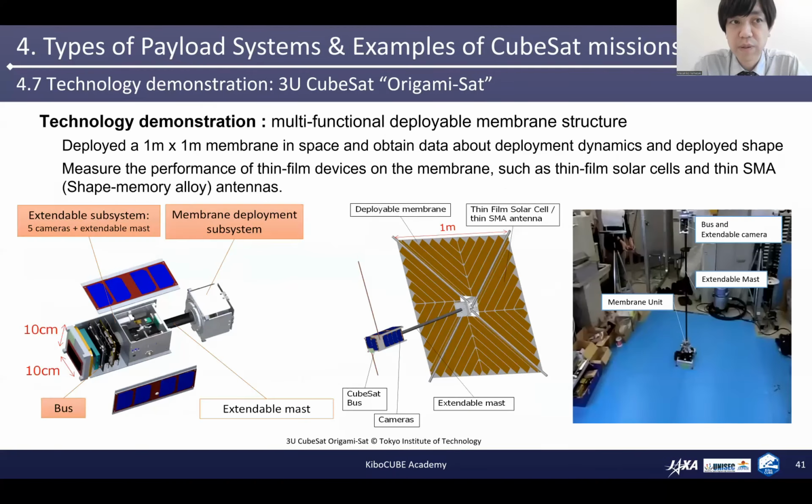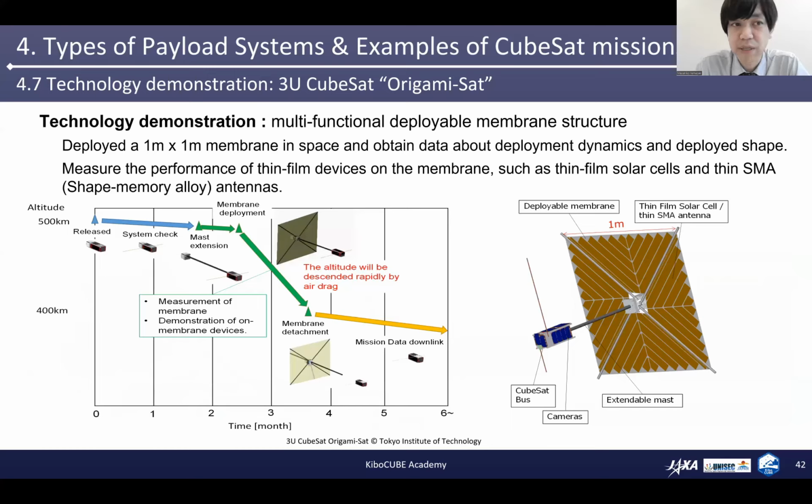The next CubeSat example is a multifunctional deployable membrane structure on the 3U CubeSat Origamisat-1. It deploys a 1 meter by 1 meter membrane in space and obtains data about deployment dynamics and deployed shape. It also measures the performance of thin film devices on the membrane, such as thin film solar cells and the thin SMA shape memory alloy antennas.